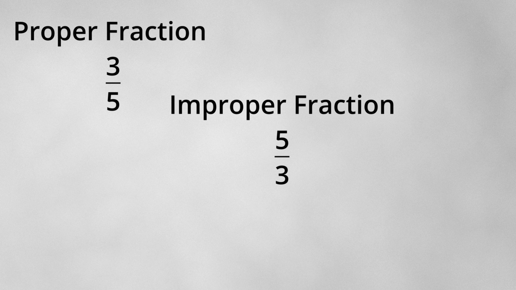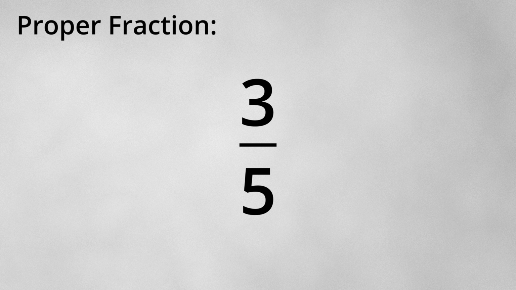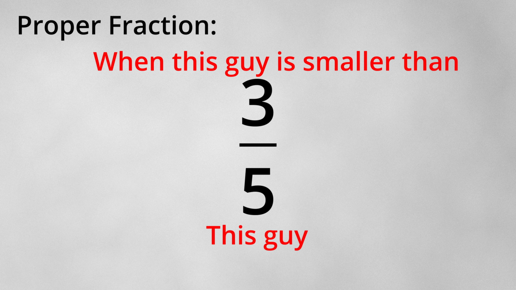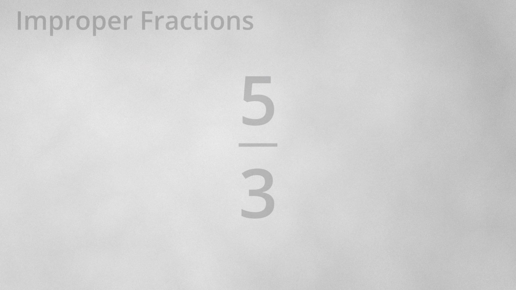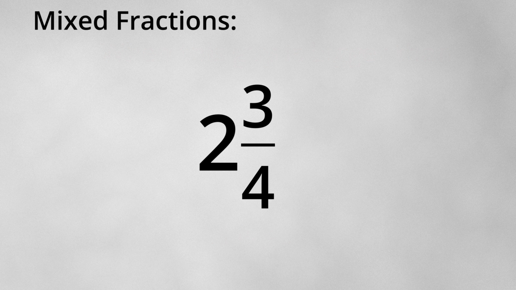There are also three types of fractions: the proper fraction, the improper fraction, and the mixed fraction. And they all serve different purposes. Let's start with the proper fraction. This is the most common one. A proper fraction occurs when the numerator is smaller than the denominator. The improper fraction is when the numerator is bigger than the denominator. And the mixed fraction, well, it's a mix of both.